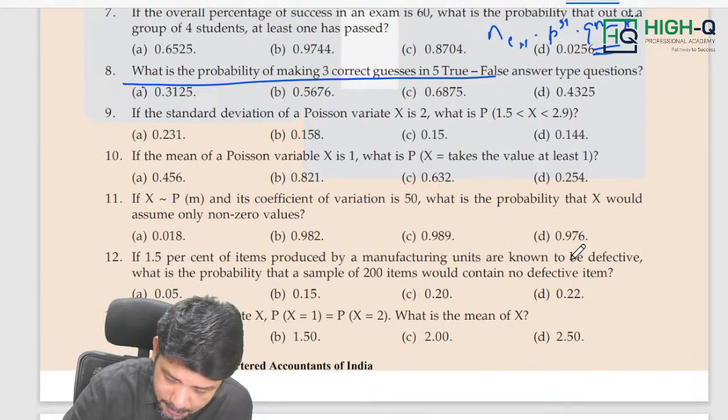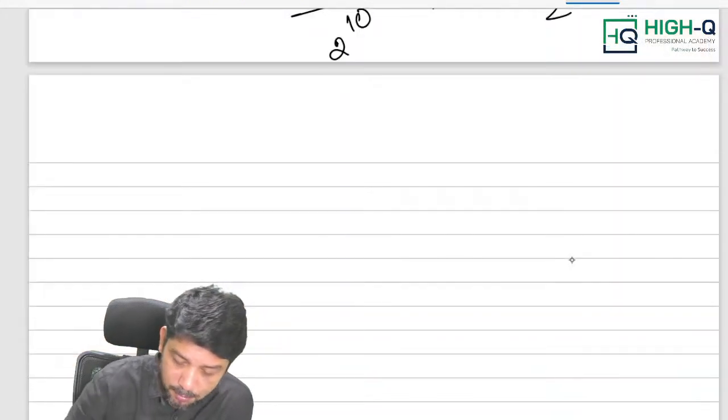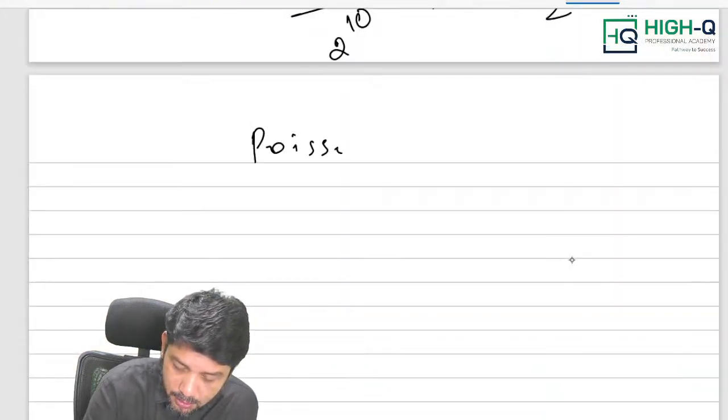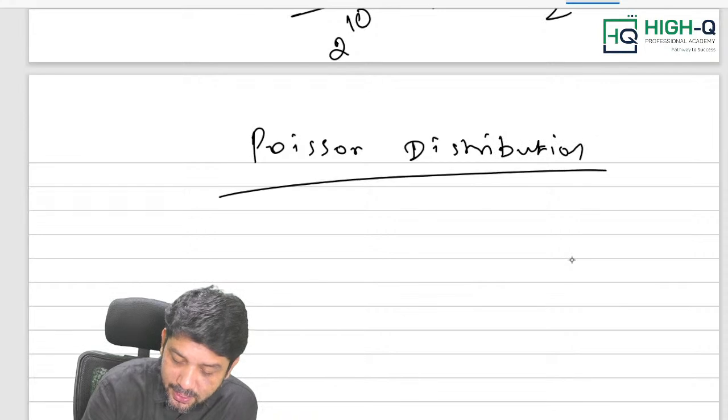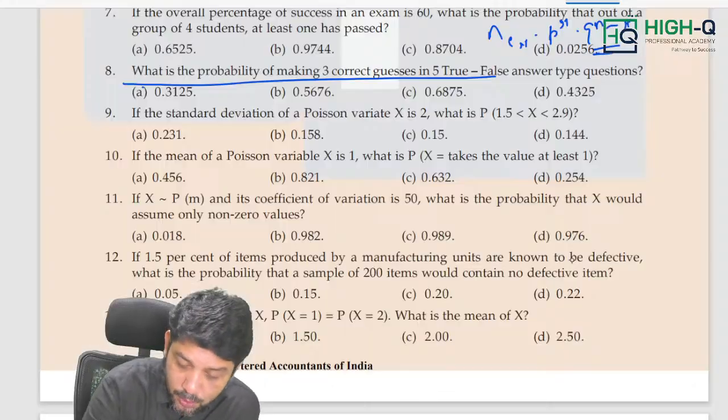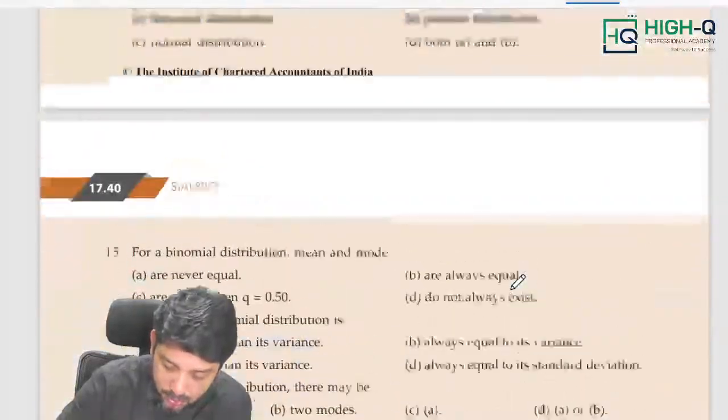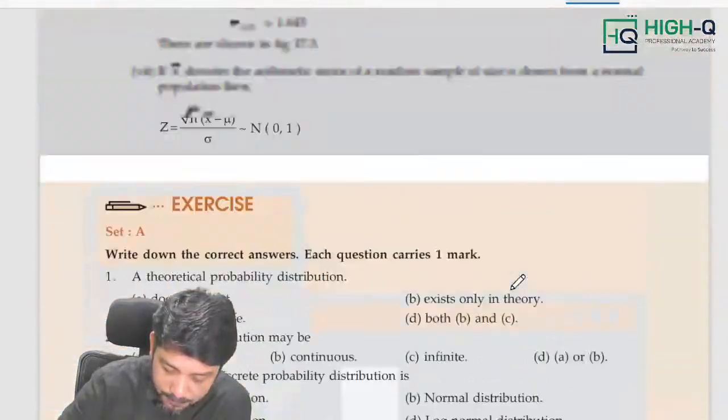Let us go to the next part. This is what binomial distribution is all about. Next one is Poisson distribution. Please remember all the theory questions which I am telling you now, because I am covering the theory simultaneously. If you want to check whether we are covering the theory or not, look at this.